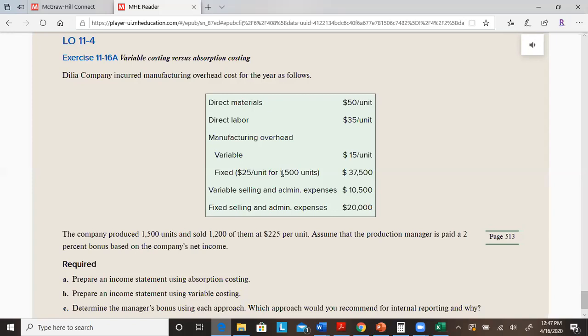So that is different than the net income of 89,500 before, significantly different. And that is because I produced 1,500 units, but I sold 1,200 of them. So I produced 300 more than I sold. So if that's the case, my variable costing income statement will be lower. Any questions on that?